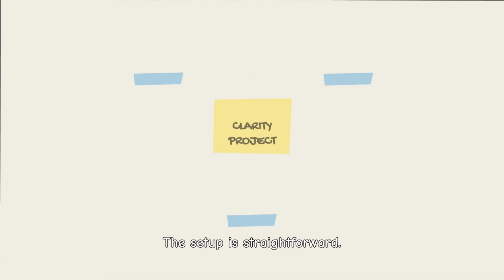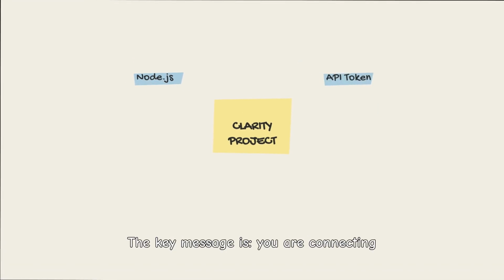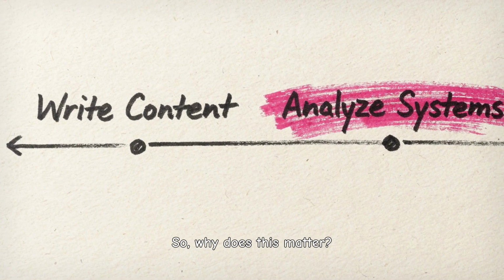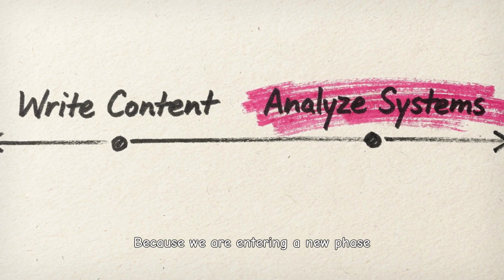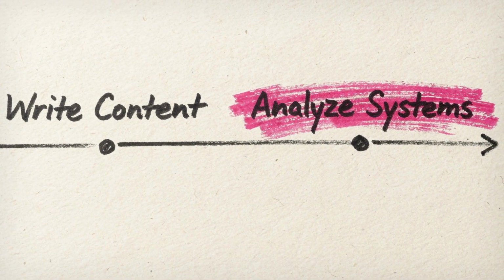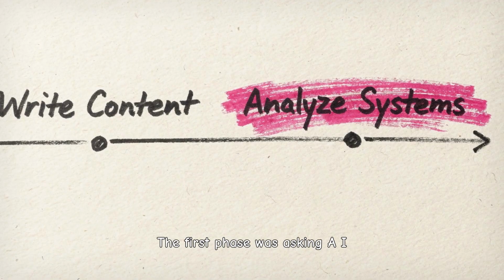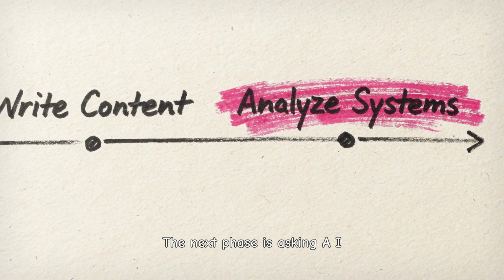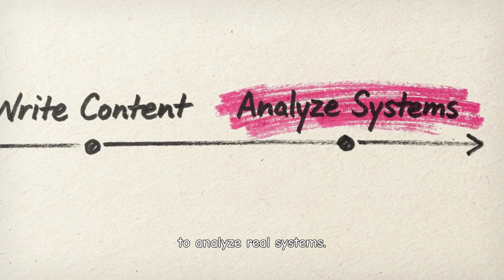The setup is straightforward. You need a Clarity project, an API token, and Claude for desktop. The key message is you are connecting Claude to real user behavior data. So, why does this matter? Because we are entering a new phase of AI. The first phase was asking AI to write content. The next phase is asking AI to analyze real systems.